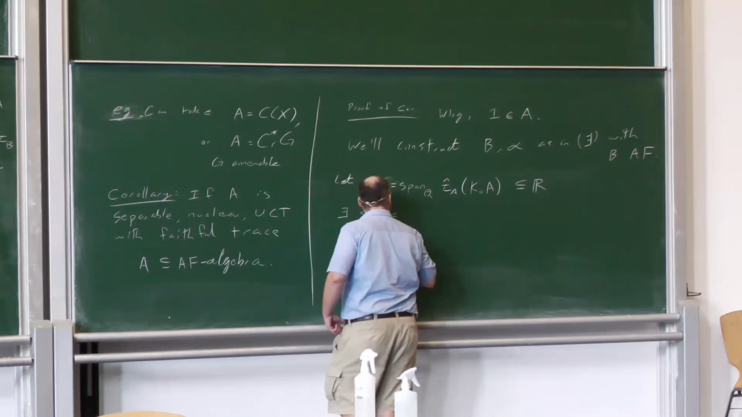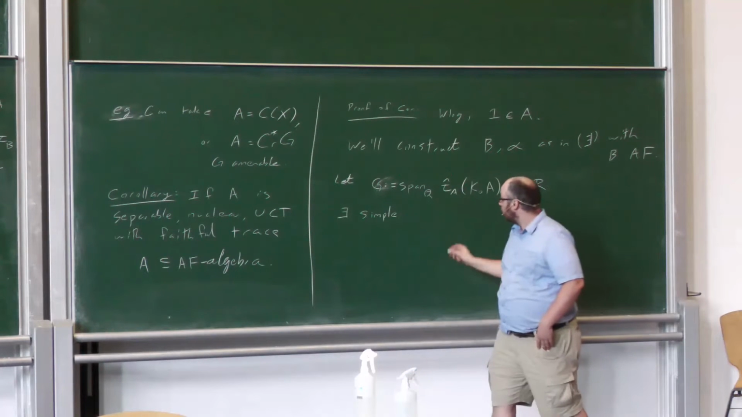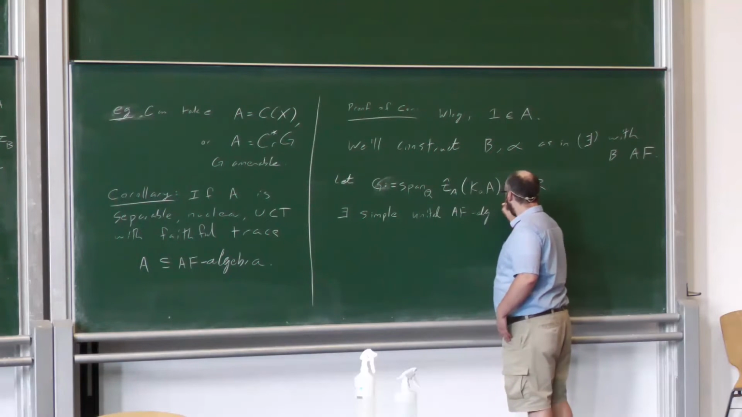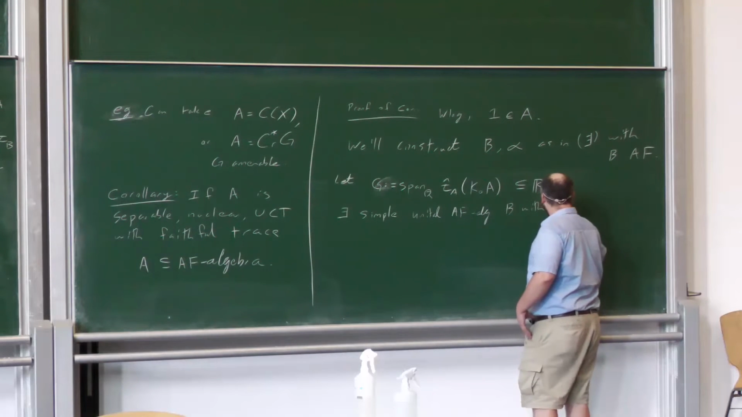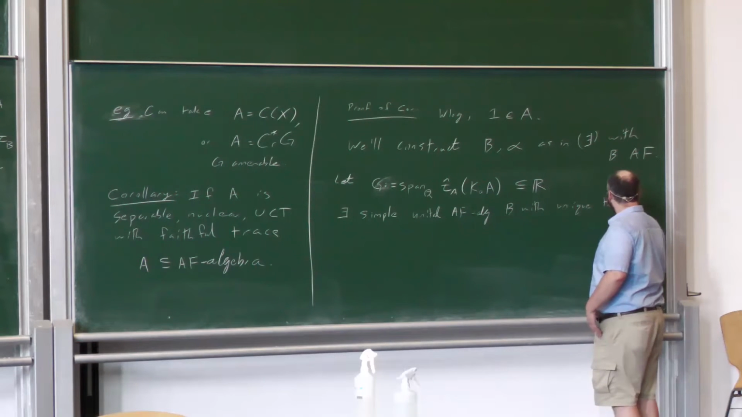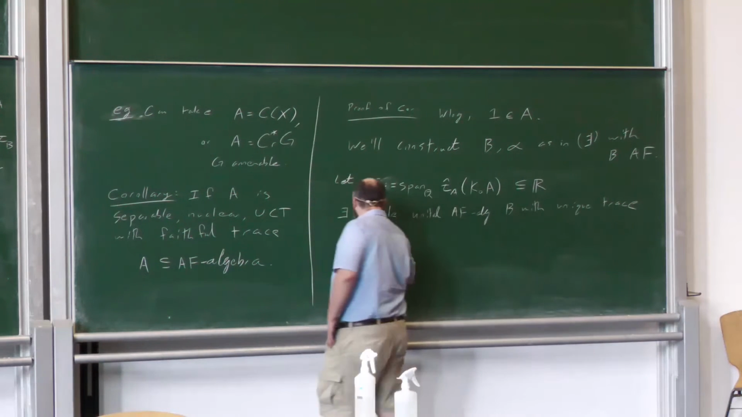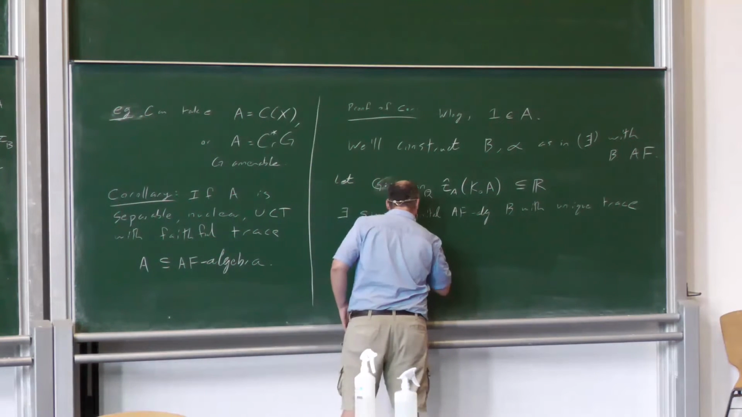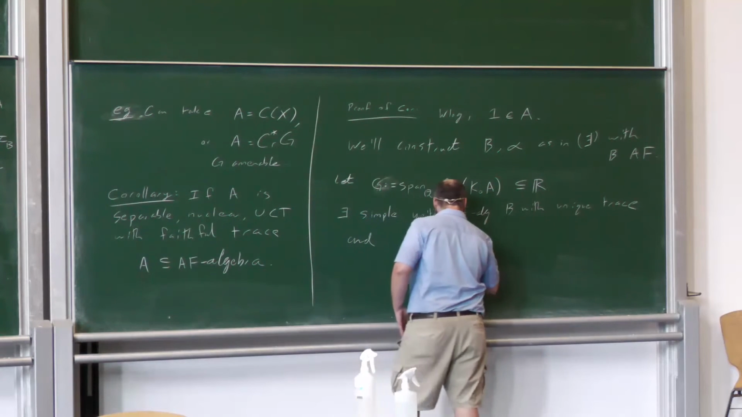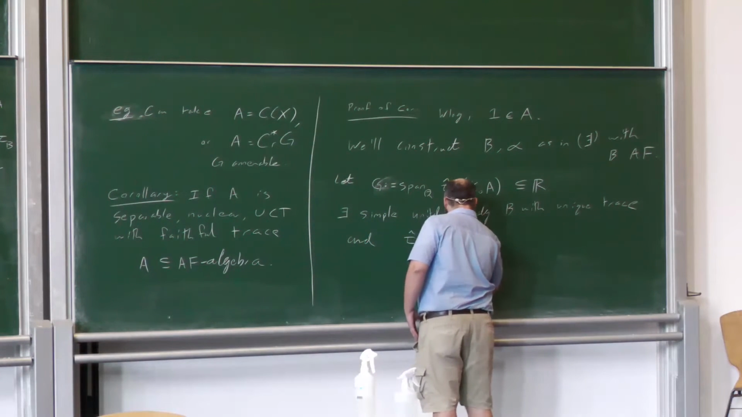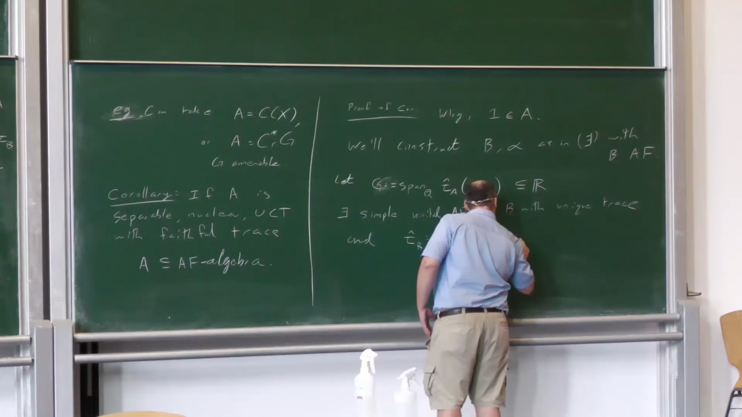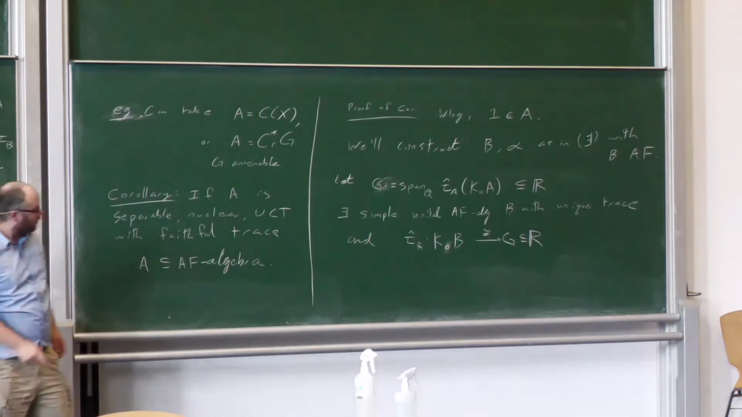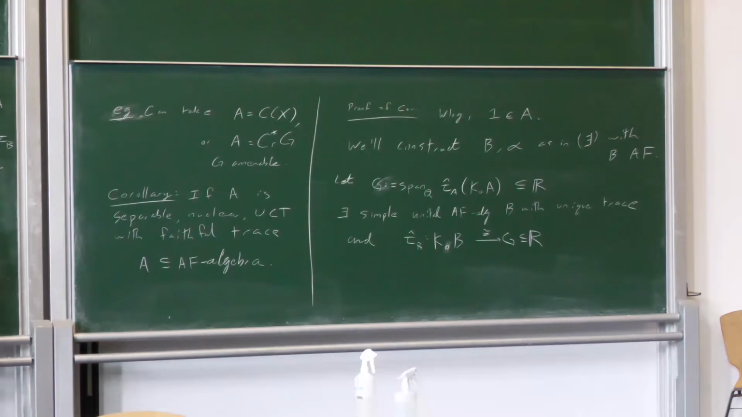Well, it's a special case of the Effros-Handelman-Shen theorem, if you've seen that. There's a simple unital AF algebra B with unique trace, and K0 of B is isomorphic to G, with the isomorphism given by the trace. So that's a result of Elliott shortly before the general Effros-Handelman-Shen theorem.